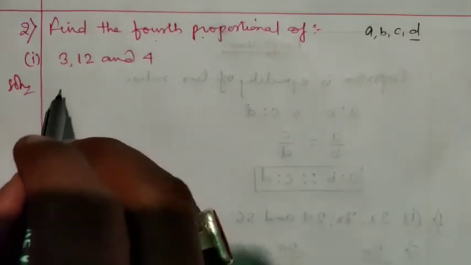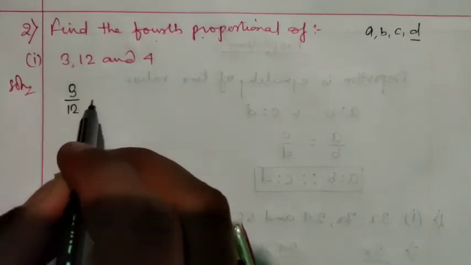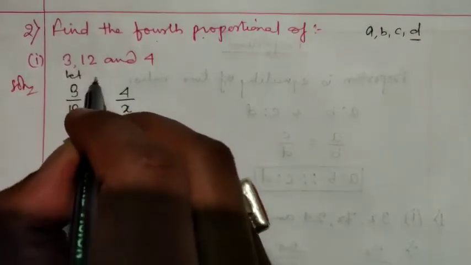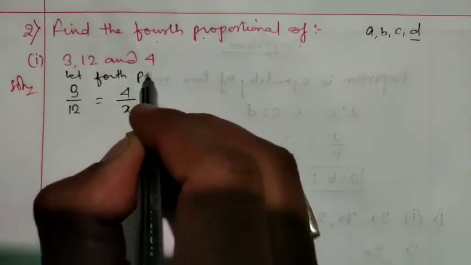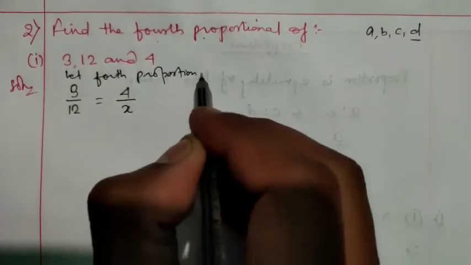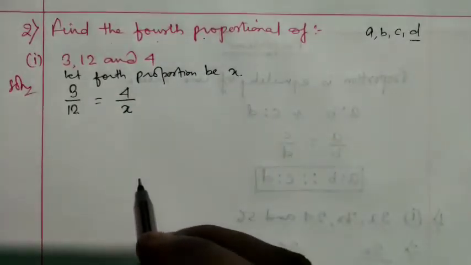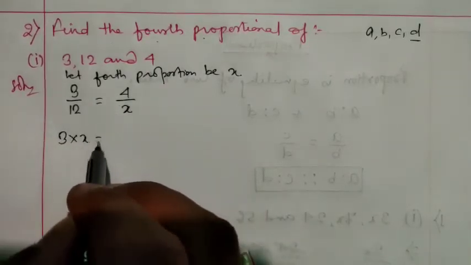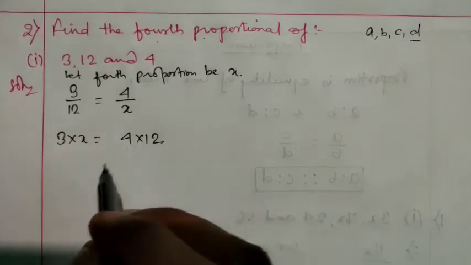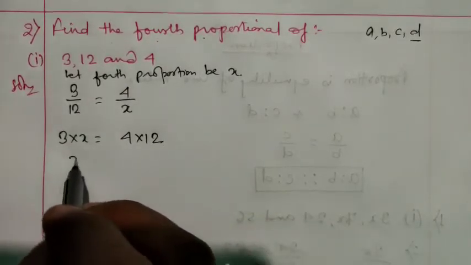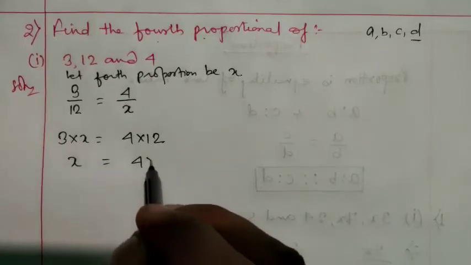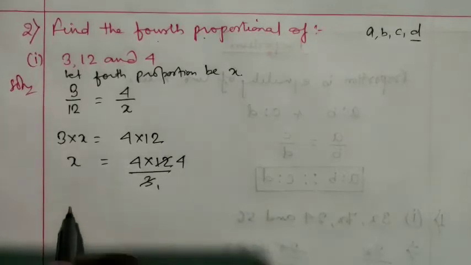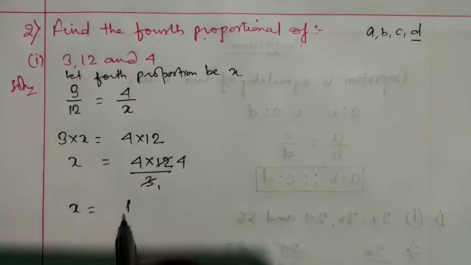How we will find? The proportion says 3 by 12 should be equal to 4 by x. We will write let fourth proportional be x. Now we will do the cross multiplication. 3 into x is equal to 4 into 12. Now we will send 3 to this side. 3 is in multiplication. When it will come this side, it will become in division. 3 1s are 3, 3 4s are 12. Now the value of x is 4 4s are 16.